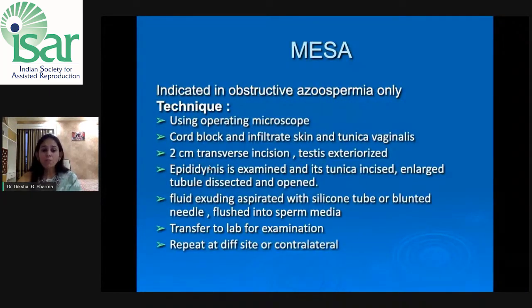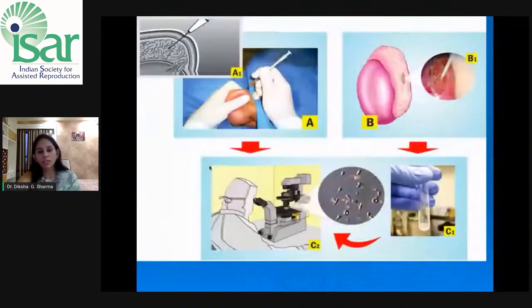What about MESA? In MESA, the difference is we use an operating microscope, give a cord block, and a small incision is made. The testis has to be exteriorized, the epididymis is examined, its covering is incised, and then the enlarged tubules seen under the microscope are dissected and opened. The fluid exuding is aspirated and then flushed into the sperm medium. Similarly, we can repeat it in the other epididymis if we don't get sperm.